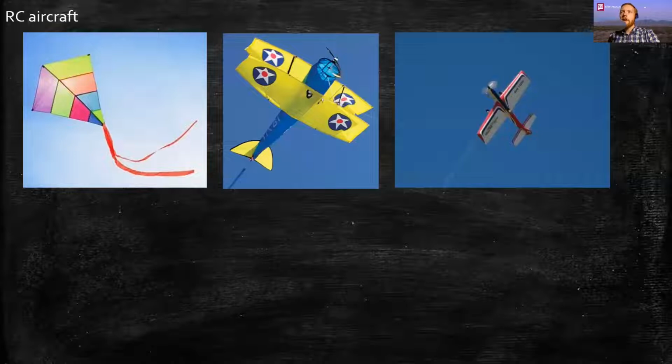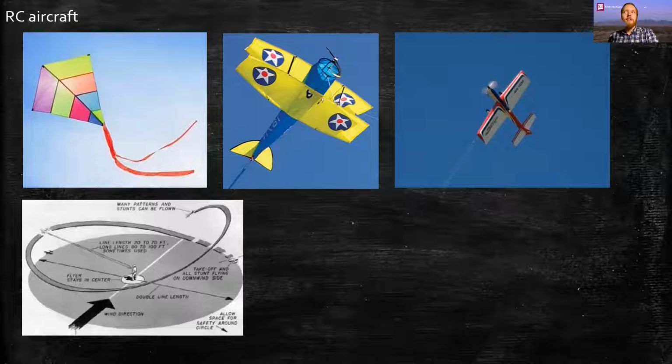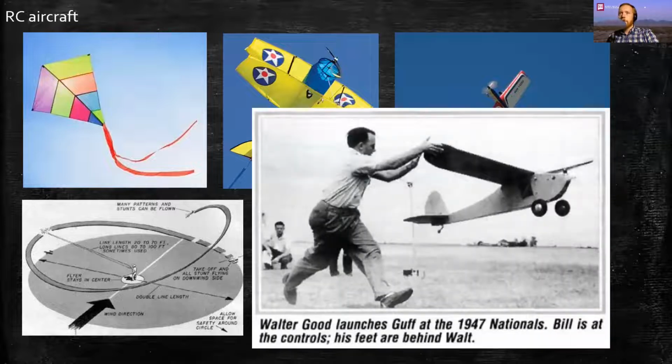This was eventually brought into the toy tethered plane, which you can still buy and fly at the local RC airport in town. There's a special field for tethered aircraft to spin around, and it looks a bit like this. From there, radio controls started to be used in airplanes in the 1930s, the invention of which is credited to Walter Good, seen here.